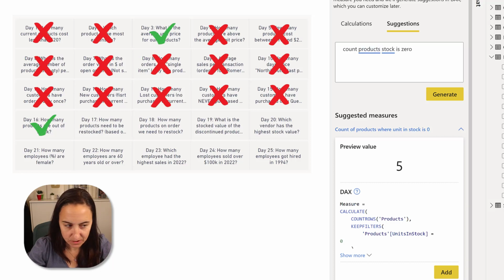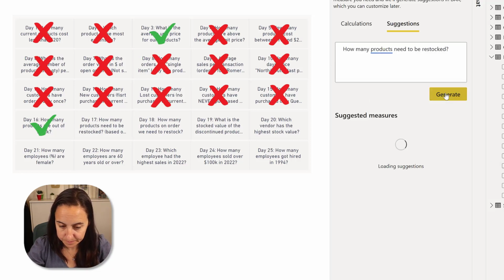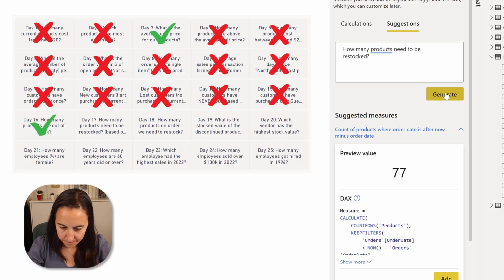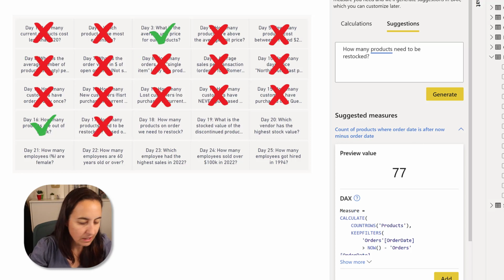I don't think that's going to get that one. I'll put it, but I don't think it has a chance of doing it. Count products with order date is after now, minus order date. Okay, whatever. Nope. 18. How many products on order we need to restock? I don't think it's going to get that either.